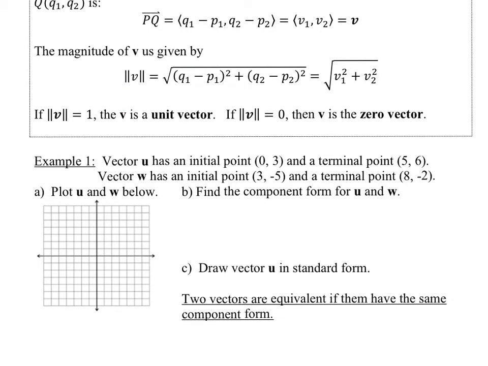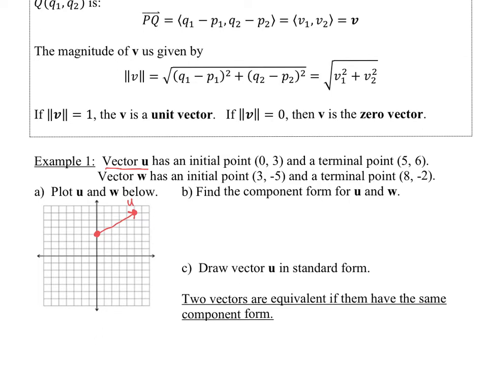This first example is just to give you a visual representation of all this terminology they just taught you. It tells me that vector u has an initial point of 0, 3. It has a terminal point of 5, 6. 1, 2, 3, 4, 5, 6. That is the end of it. I put the arrow to show the direction because it makes a difference which one's terminal versus initial, because it would be pointing the opposite direction if it was the opposite initial and terminal points.